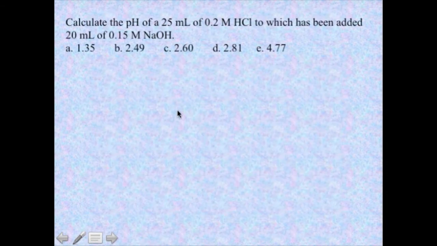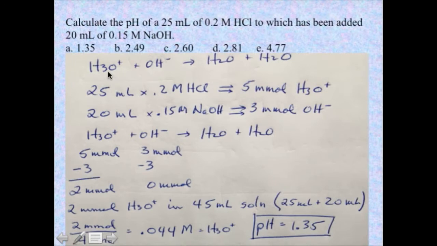So now let's try to do this. Turn your playback off. Try and do this calculation. You should be able to at this point. Come up with the pH after we mix 25 milliliters of 0.2 molar HCl with 20 milliliters of 0.15 molar sodium hydroxide. Playback off, try it, and then come back. We'll discuss it.